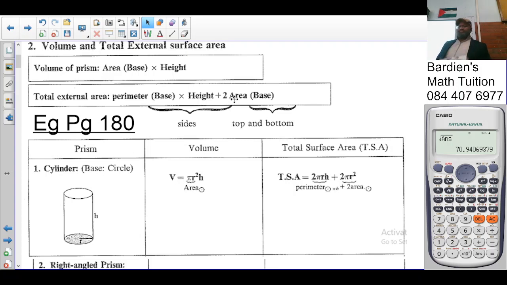You guys understand? So the volume will always be area of base times height, and the total surface area will be perimeter of base times height plus 2 areas. You guys understand? The volume again, area of base times height. Total surface area, perimeter of base times height plus 2 area of base. Can you see? Here it talks about the sides, and there's the top and the bottom, as I indicated.